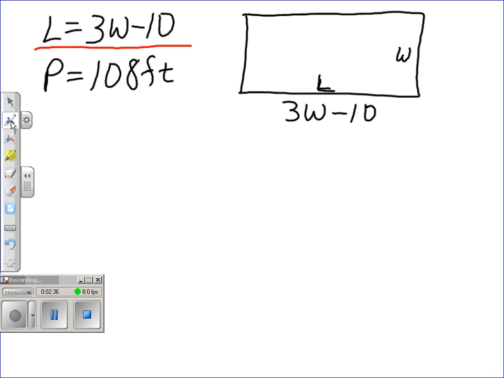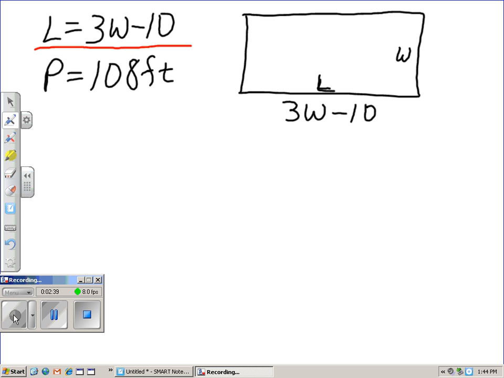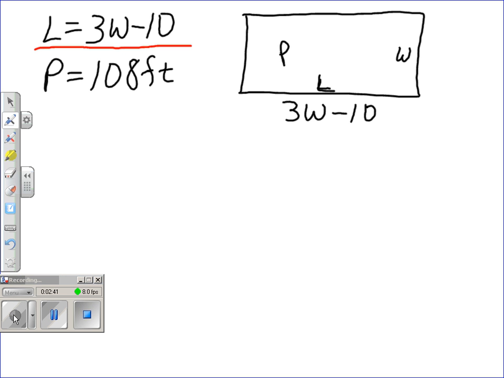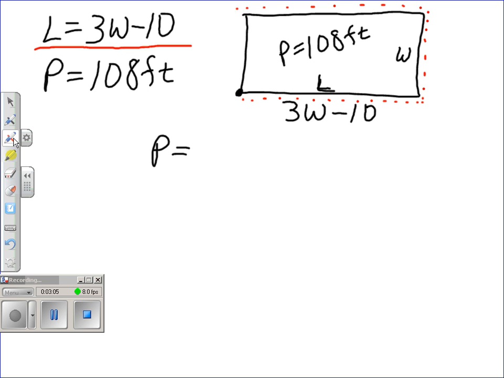They're interchangeable. Now inside the rectangle, I'm just going to write a little note that the perimeter of this rectangle is 108 feet. Now let's think about what perimeter means. Perimeter is just the distance around a figure. All right, so if I stood right here and I walked around this perimeter, I'd go down here and I'd go up here and I'd go down here and back to my starting point. There, I've walked around the perimeter.